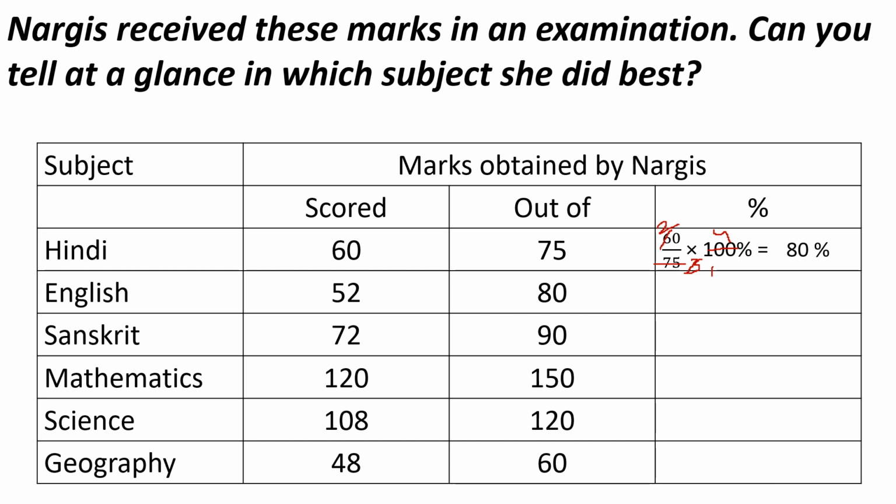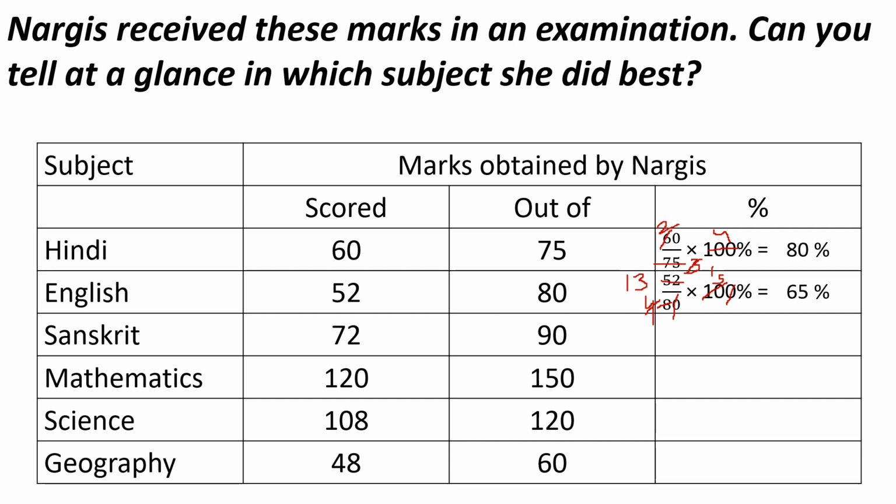In a similar way, we will find the percentage in English also, that is 52 by 80 multiplied by 100. So here also 0 and 0 will be cancelled. Now here 2 fours are 8 and 2 fives are 10. Now solve this. 4 ones are 4, 4 threes are 12. So 13 multiplied by 5 equals 65%.